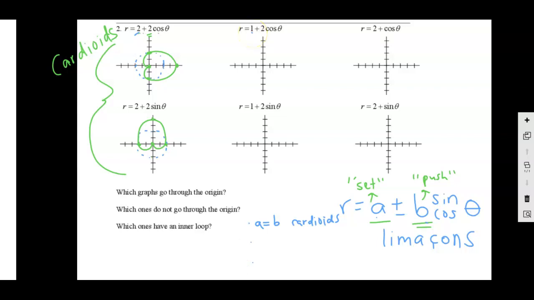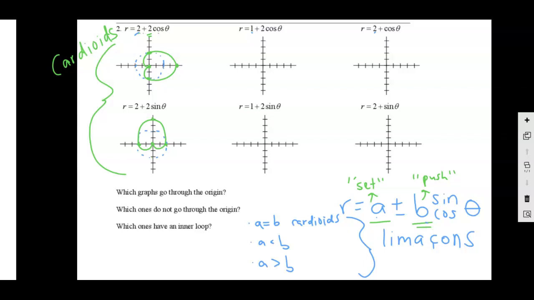What if the constant A is less than B? And the last case, what if I set it out a bigger number, then I push it back? Let's go look at those different types of situations. All of these are limaçons, but the ones where A equals B are the special type of limaçons called cardioids. Let's see what happens based on that changing relationship.